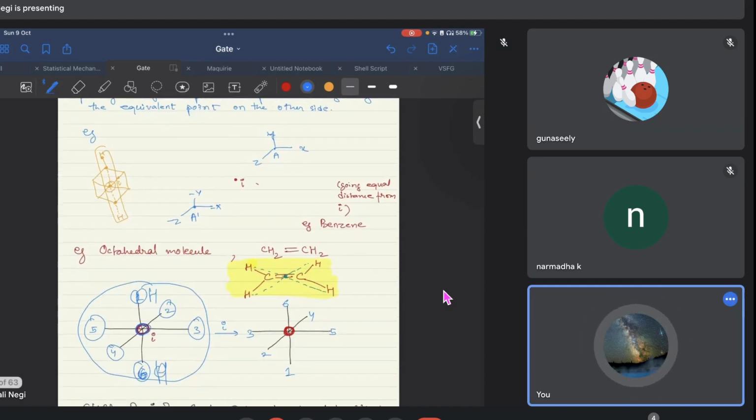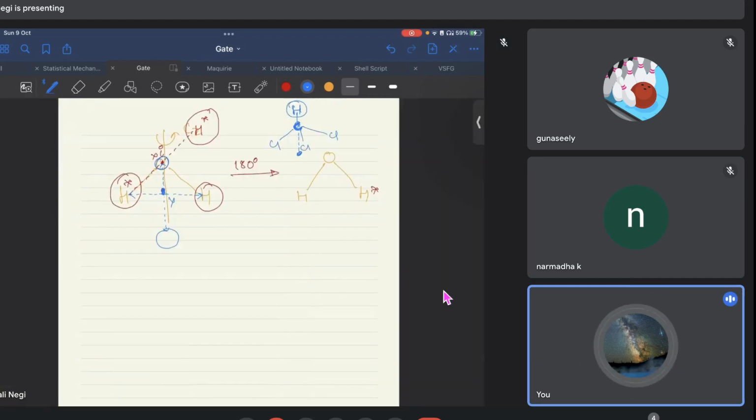Similarly, in ethylene, this hydrogen was getting reflected around this particular point. That is why it was the center of inversion. Again, this carbon was getting reflected about the same connected axis and same distance. But in the water molecule, this oxygen doesn't have any counterpart atom at equal distance to itself, and hence we cannot have a center of inversion in the H2O molecule, correct?